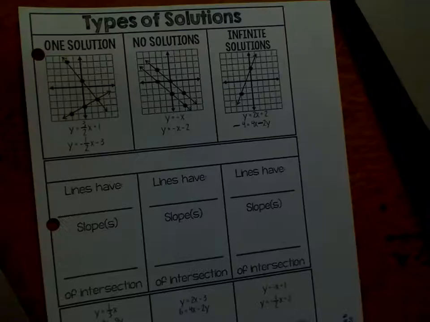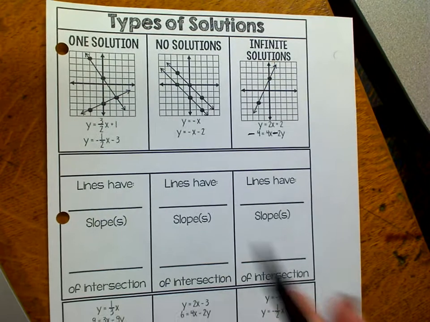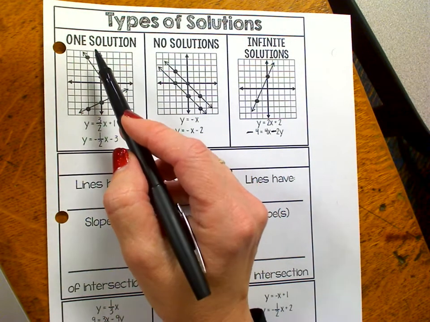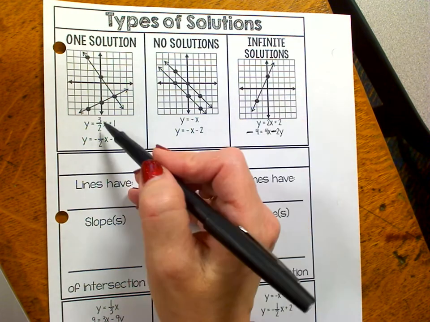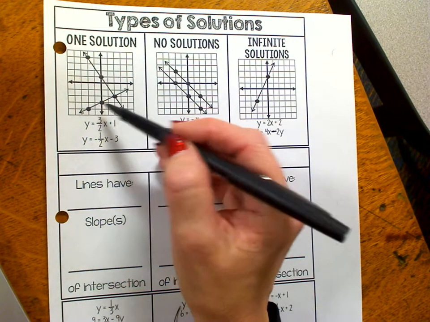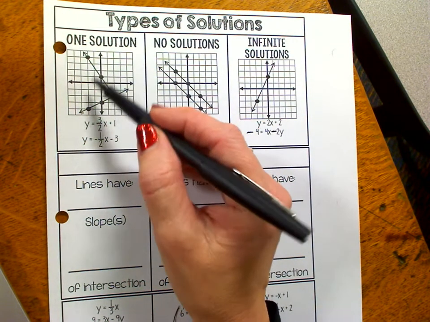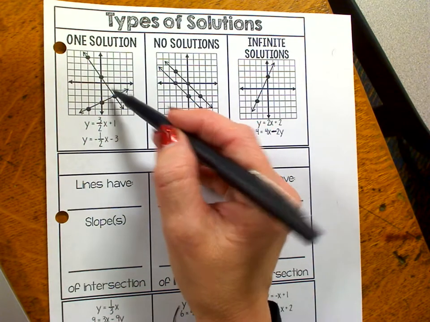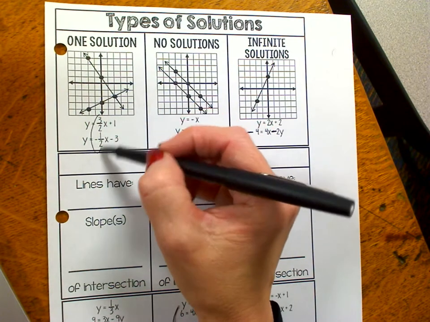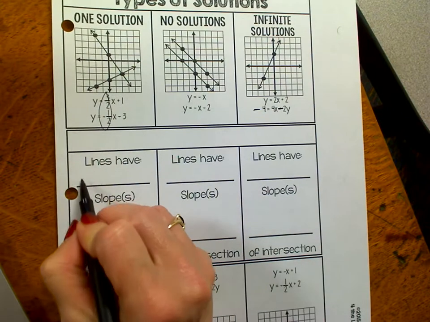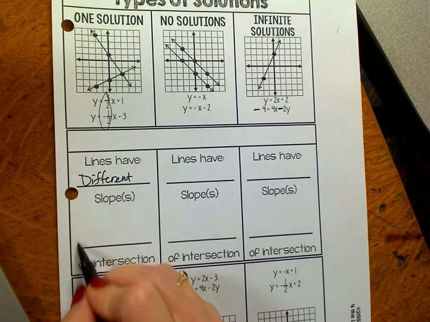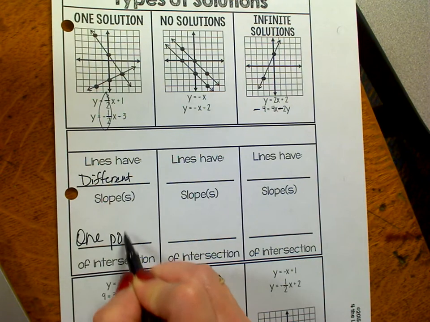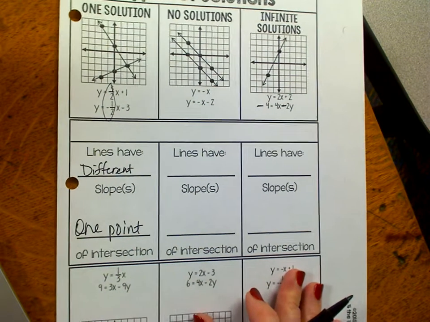Okay, guys, we are working with special types of solutions with a system of equations. You're either going to have one solution, no solution, or infinitely many solutions. It's all about the slope. Looking at the systems of equations that are graphed, there's only one solution, and the key is your different slopes. When lines have different slopes, there's only one point of intersection.